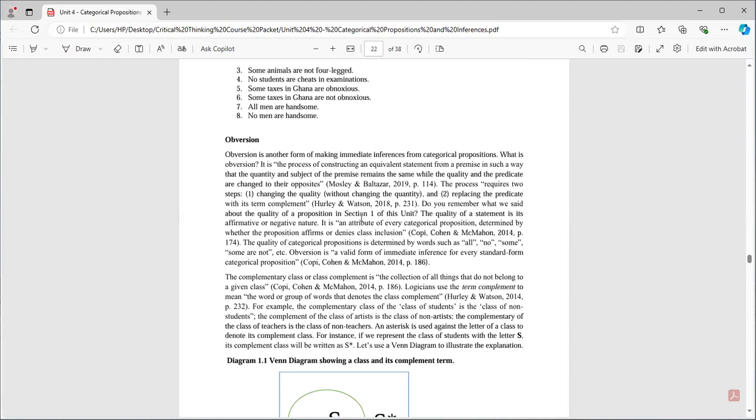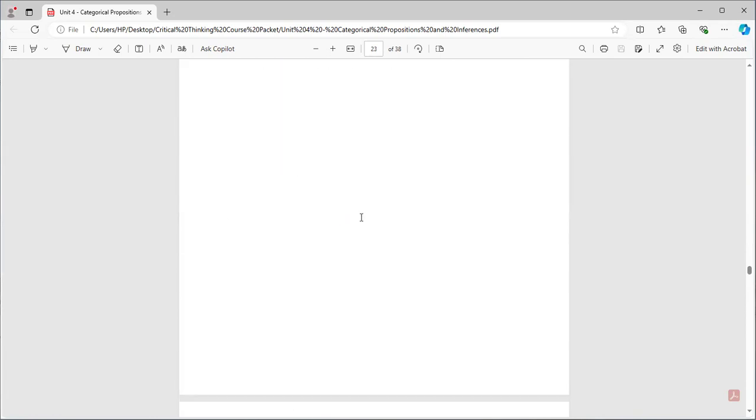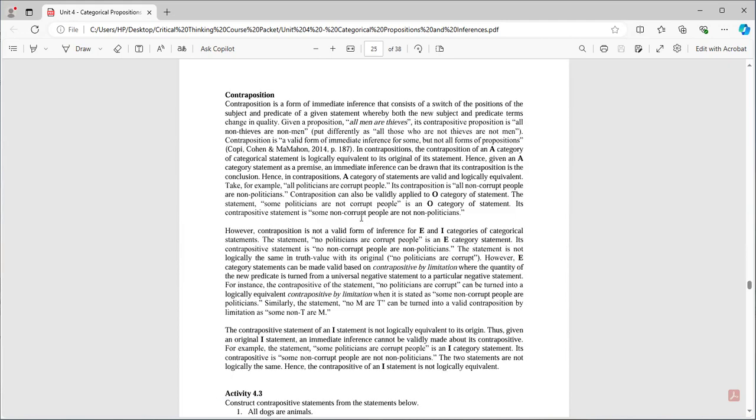Then we come to, before we come to obversion, let's go to contraposition. We'll use contraposition as a basis to be able to answer it. Contraposition, we said we are swapping positions. The first one, converse, we swap positions of the predicate and the subject terms. For contraposition, we are still swapping the positions, but we'll negate them.